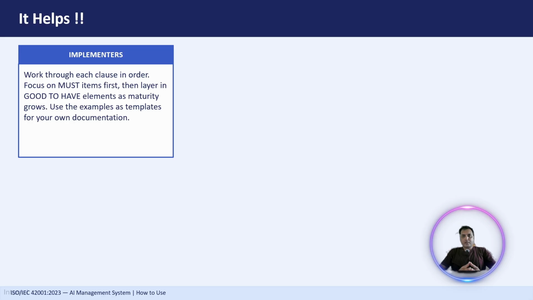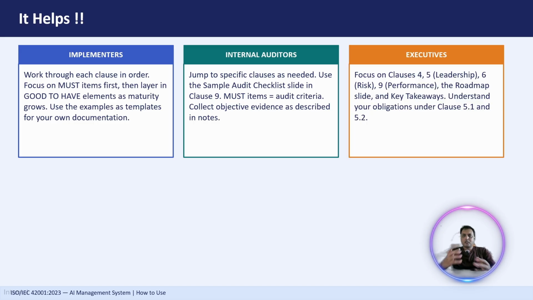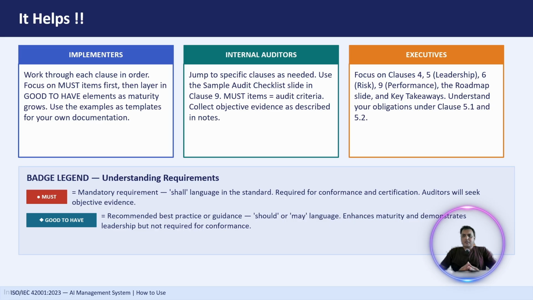Second is the audit team, those who are responsible for conducting internal audits, so that they can understand the requirements in a better way and do the audits effectively. The third is team members or executives, so you will understand what AIMS actually means for your day-to-day work. So these are the legends which we are going to use in this entire video series.